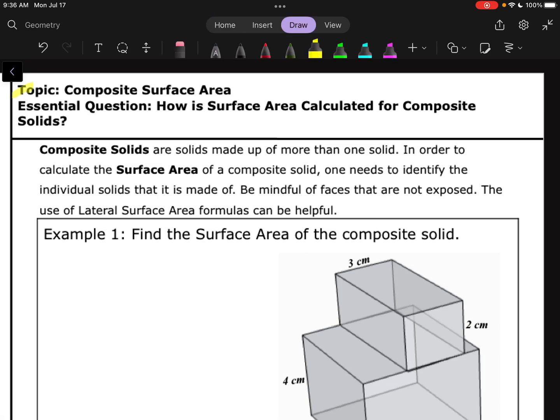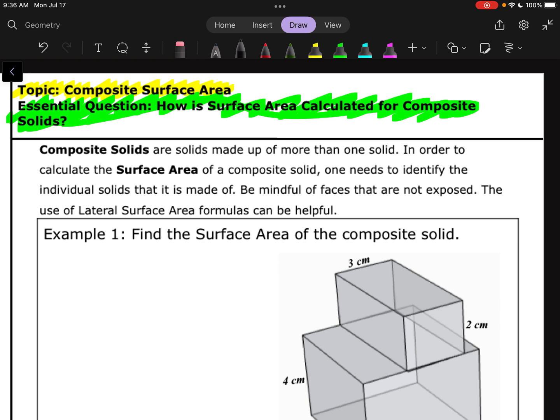All right, so the topic for this video is going to be about composite surface area. And our essential question here says, how is surface area calculated for composite solids? So a little background information here to get us started. It says composite solids are made up of more than one solid.